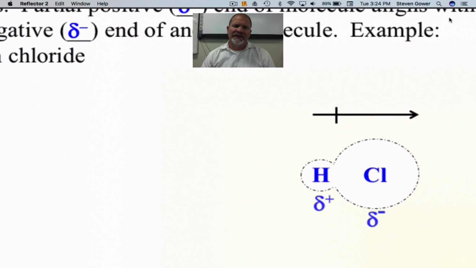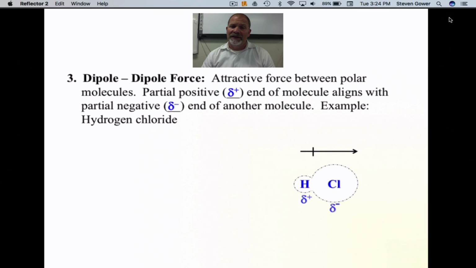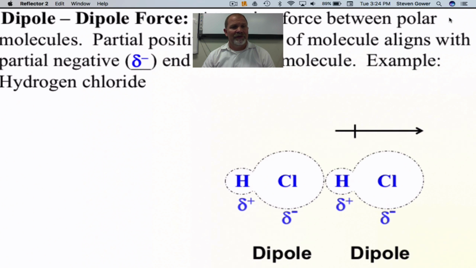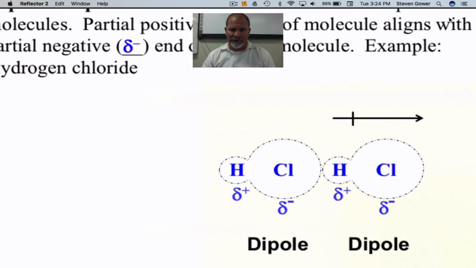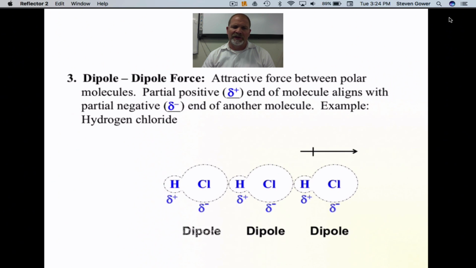So if I see by this compound alone that it's a dipole, I then know that if one HCl binds to another HCl, it becomes a dipole-dipole bond. There's our example of dipole-dipole. So we can actually just keep on joining together. I can tell by just looking at the compound alone.